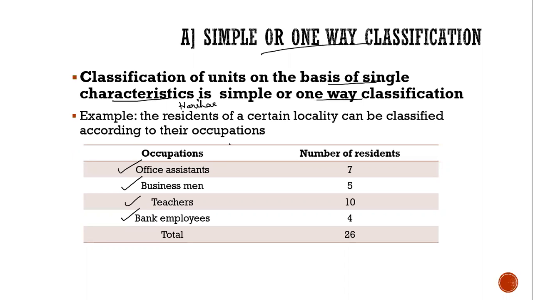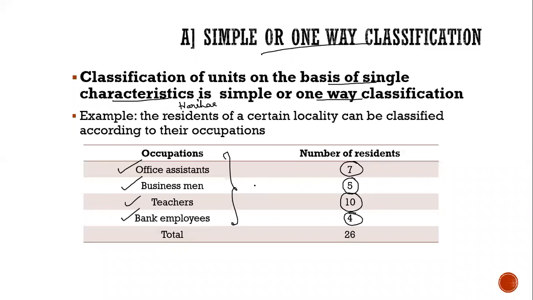So when I do the study of that particular Harihar city, I will classify. As per the study, 7 members are working as office assistants. 5 members are working as businessmen. 10 members are working as teachers. 4 members are working as bank employees. If you see this data, you are giving a one-way classification. You're giving only one way. We do not make a further subdivision within office assistants. We make one single division. From that particular Harihar city, we see how many have a particular characteristic. For teachers, we see how many teachers there are in Harihar. We have got 10 teachers. So this is a single or one-way classification. You only looked at the occupation. So that is one-way or simple classification.